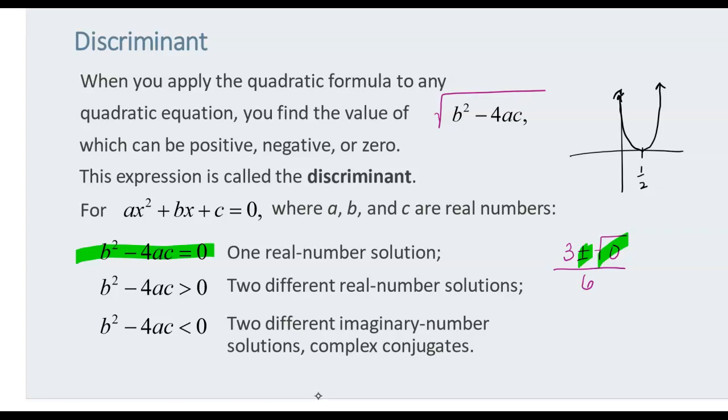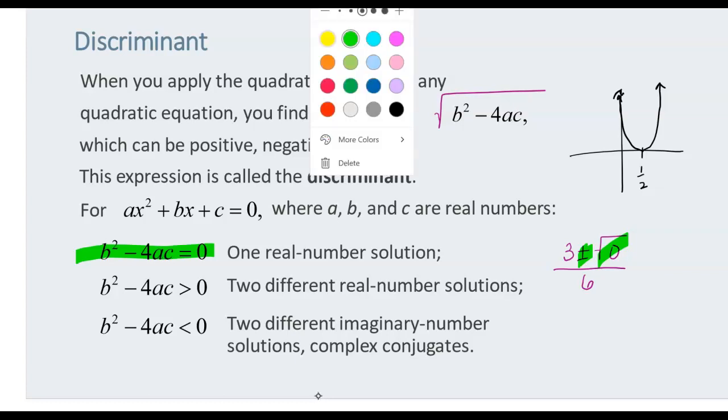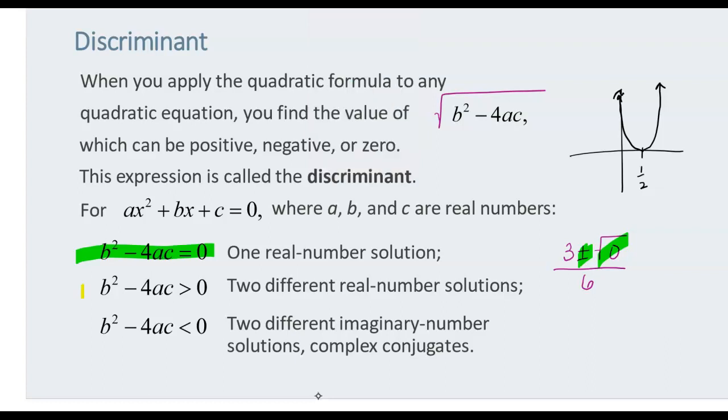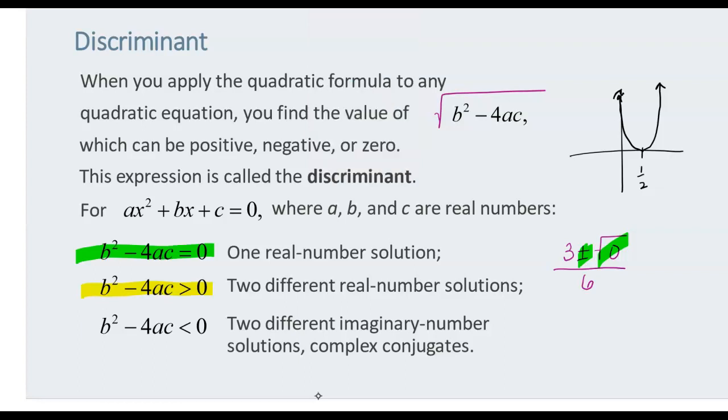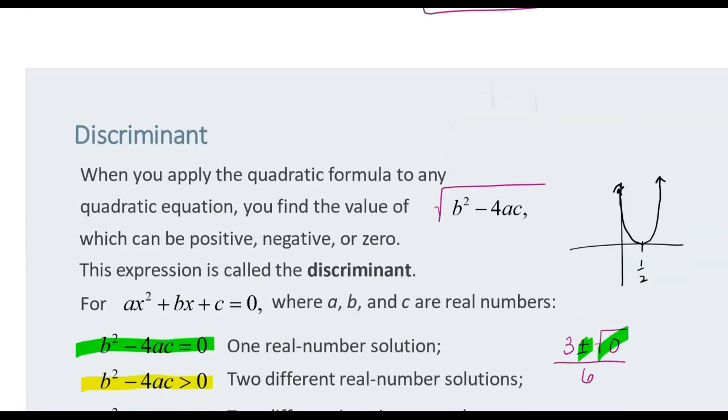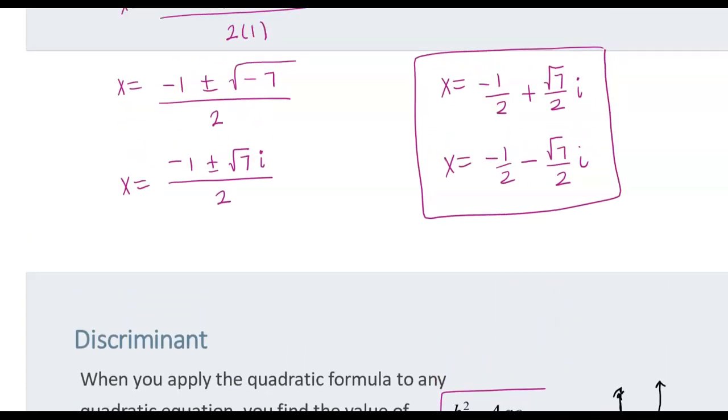The first example that we did was where we had a real number greater than 0, and we had two zeros. And then the third one is the last example we did where we had the discriminant less than 0, and we had complex numbers, complex conjugates in fact, where the two numbers are identical, but the only thing that's different is the plus and minus in the middle of them.